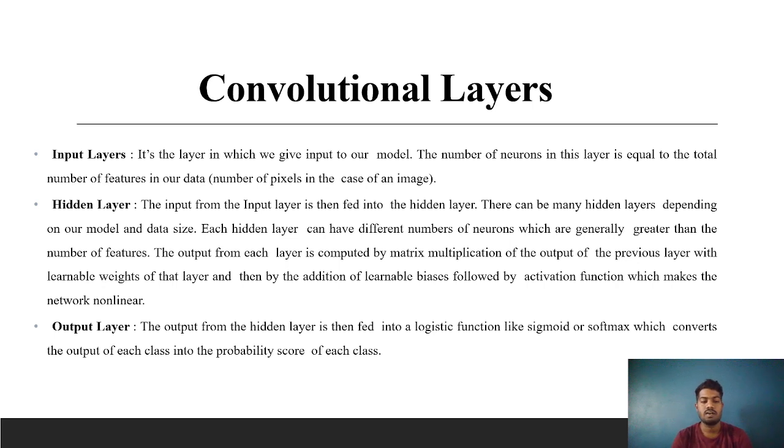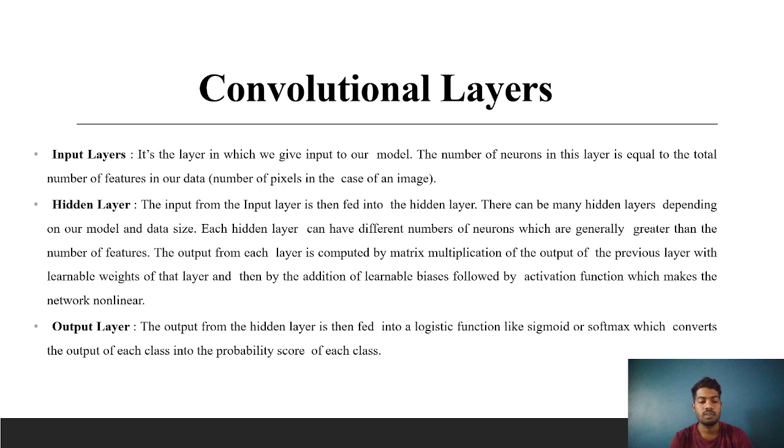The second one is the hidden layer. The layer which lies between the input layer and the output layer is called the hidden layer. The input from the input layer is then fed into the hidden layer. There can be many hidden layers depending on our model and the data size. Each hidden layer can have a different number of neurons, which are generally greater than the number of features. The output from each layer is computed by matrix multiplication of the output of the previous layer with the learnable weights of the layer, and then by the addition of learnable biases, followed by the activation function, which makes the network nonlinear.